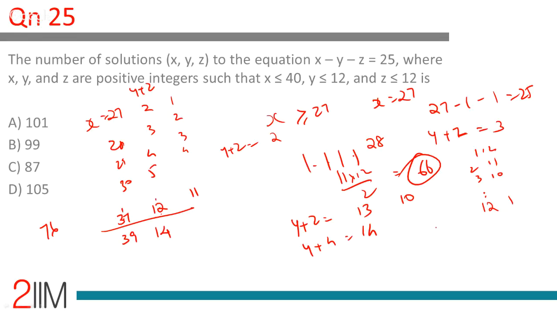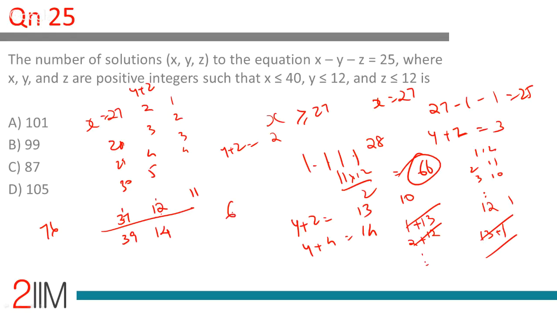Then Y plus Z equal to 14. That can happen in 13 ways: 1 plus 13, 2 plus 12, all the way till 13 plus 1. Of these 13 ways, the last four won't work. So 1 and 13, 2 and 12, 13 and 1, 12 and 2, they can't work. Sorry, less than or equal to 12. So it can be 12.